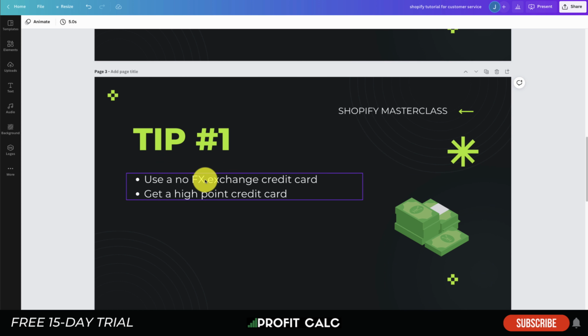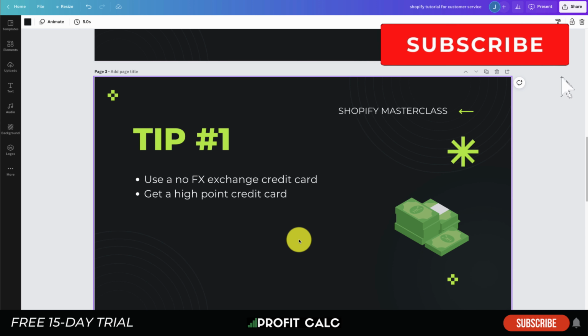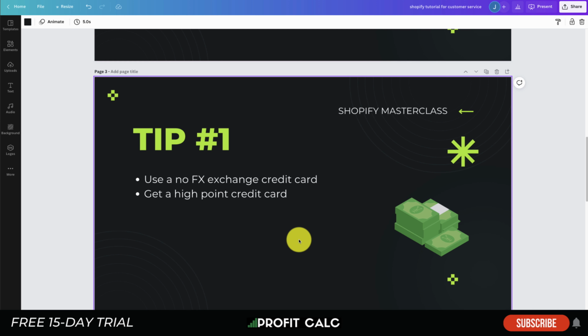The first one is simply to get a no FX exchange credit card. In Canada, for example, there are credit cards such as Visa Home Trust that allow for no foreign exchange fees. They simply wipe out that 2.5% transaction fee, which is really awesome. There's also Brim available as well. It depends on where you're based. You want to search typically just no foreign exchange transaction credit card and then your country, and it's going to show up there.